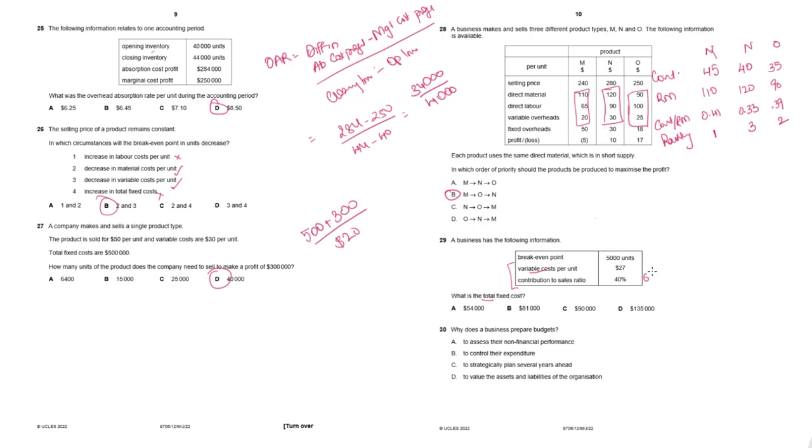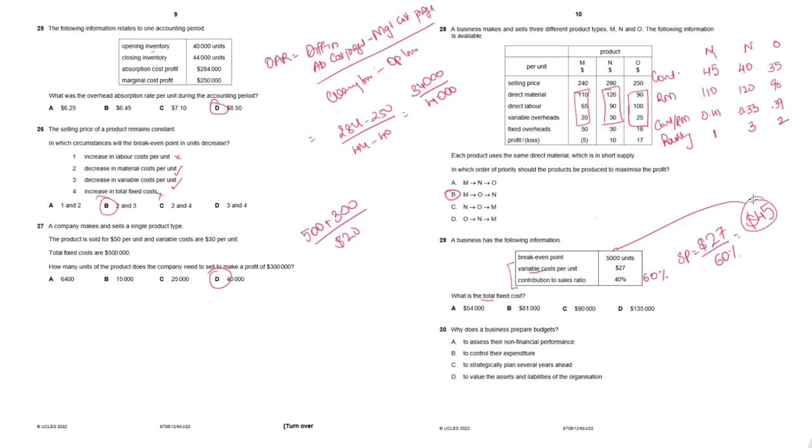Yes. If contribution to sales ratio is 40%, it is obvious that the variable cost to sales ratio will be the difference, 60%. And if variable cost is $27, so I can say that the selling price will be $27 divided by 60%, because variable cost as a percentage of sales is 60%. So if 27 is the 60%, how much is 100%? So we get $45. That's the selling price.